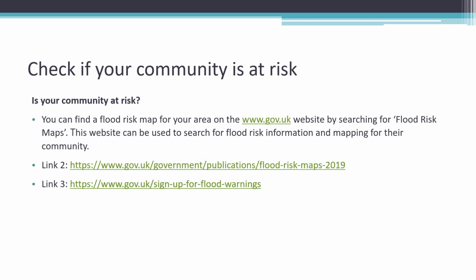To check if your community is at risk, click the www.gov.uk link. This will take you to the part of the government website that allows you to search. By typing in flood risk maps, you can find all related material as well as the link to the most recent flood risk map, which I have provided for you under link 2. Link 3 provides you with a direct link to the government sign up for flood warnings page. From here you can see if you are eligible to receive this service.